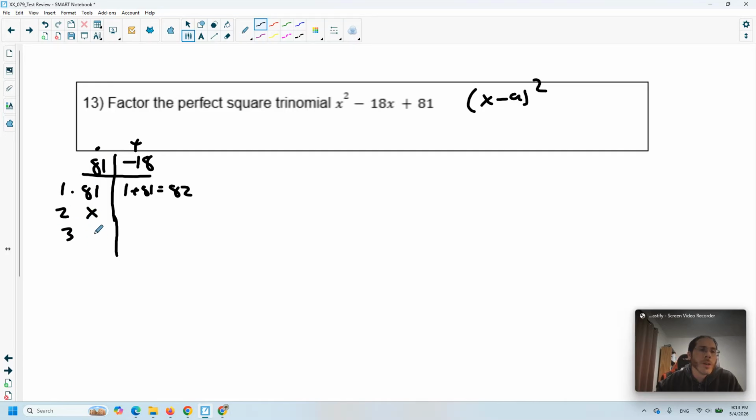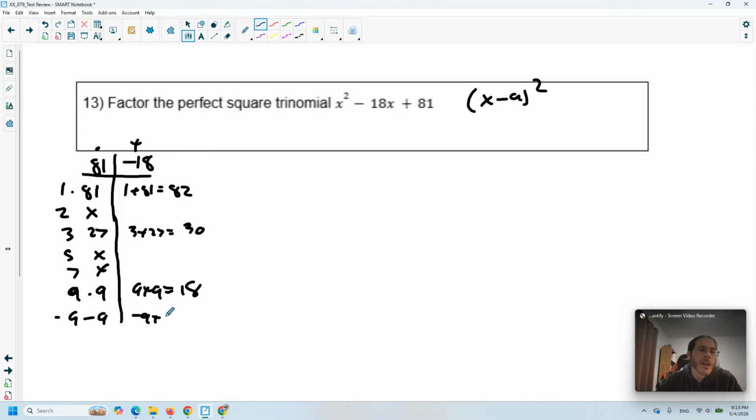3, so 81 divided by 3 is 27. So 3 plus 27 is 30. So that's still not right. 4, I know we can skip. 5 doesn't work out. 6 is even, we can skip it. 7, 81 divided by 7 doesn't work. 8's even, we can skip it. 9, well, 9 times 9 is 81. If I add those up, I get 18. I want negative 18, so I need negative 9 and negative 9.